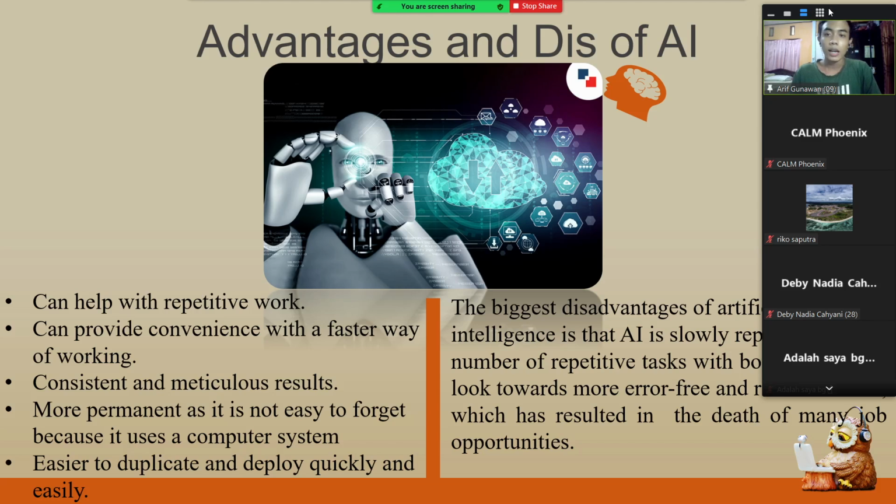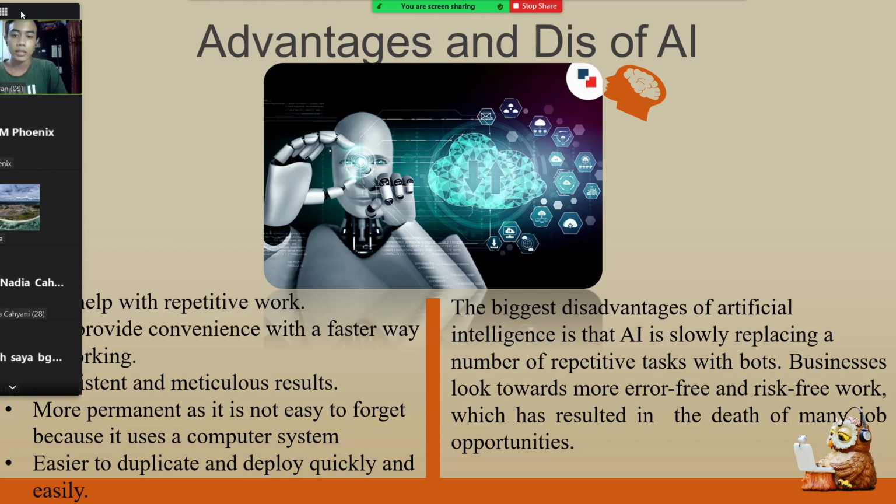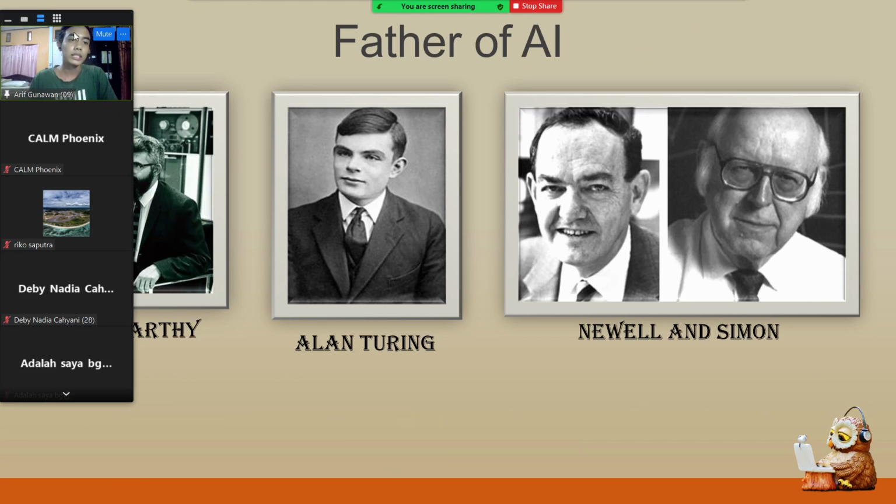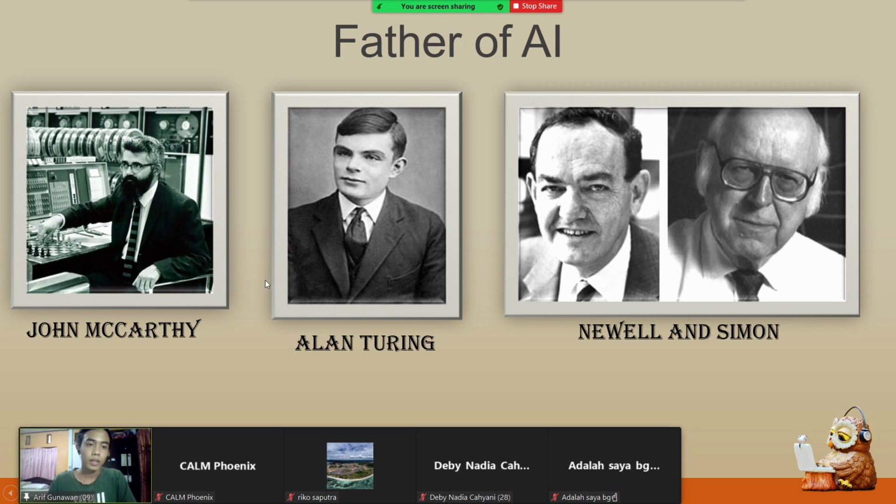And then the disadvantage of AI is that it is slowly replacing a number of repetitive tasks with bots. Businesses look toward more error-free and risk-free work, which has resulted in the loss of many job opportunities. And then the last is the fathers of AI. The fathers of AI are John McCarthy, Alan Turing, Noel, and Simon. They are the creators and developers of AI.